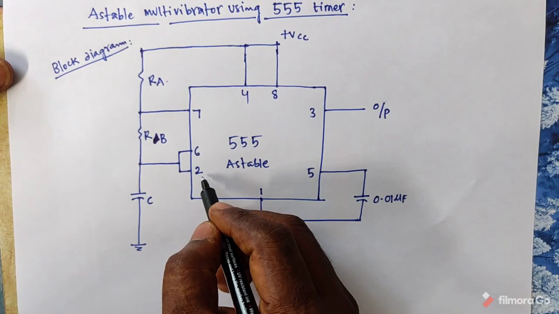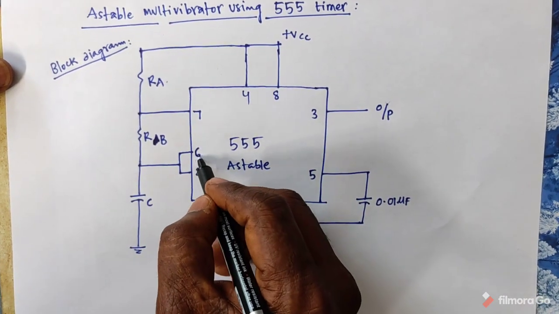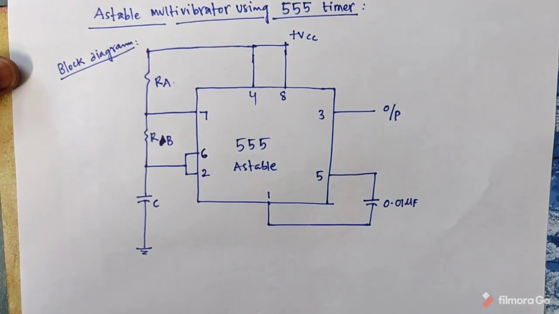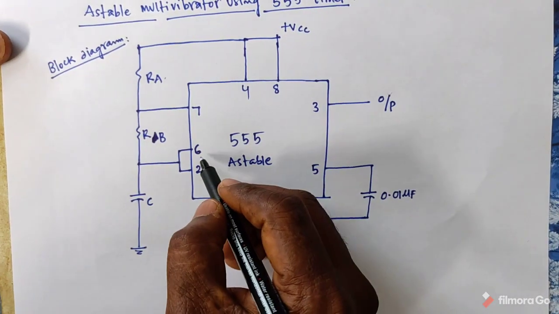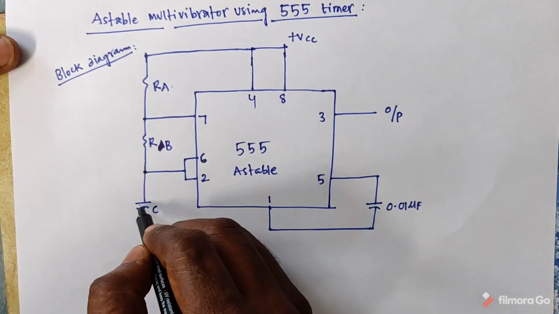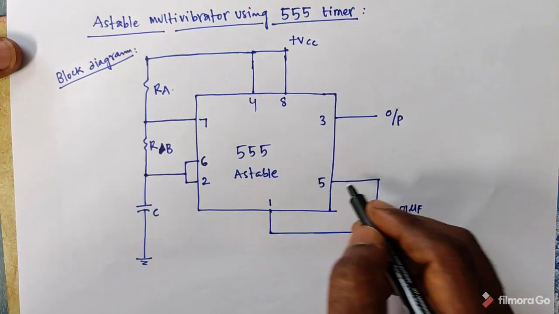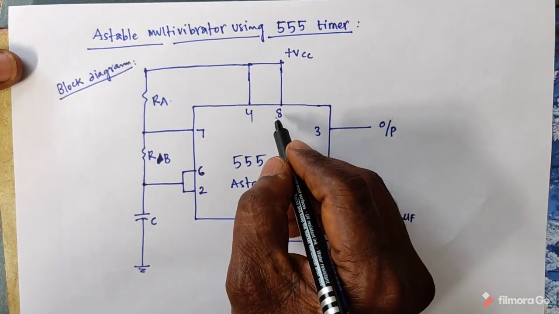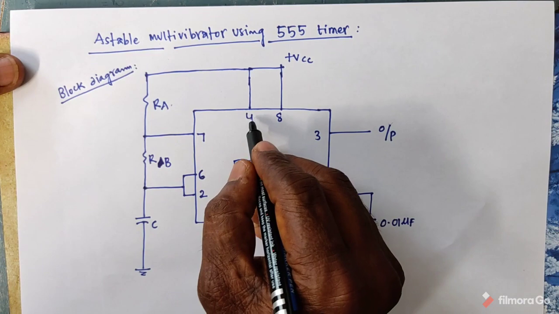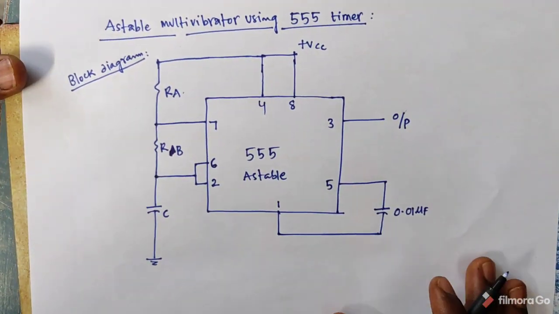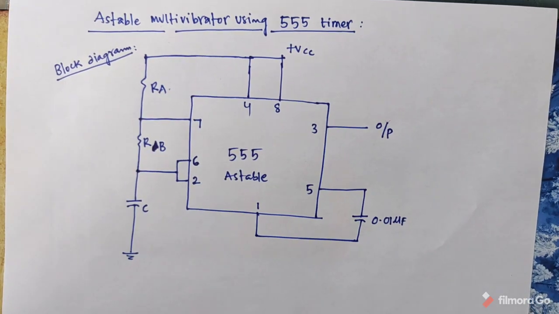Actually, the 2nd pin is the trigger pin, the 6th pin is the threshold. Both are commonly connected to one point and it is connected at the voltage drop across the capacitor. This is the control voltage. 3rd pin is output. 8th pin is plus VCC. 4th pin is reset. 7th pin is discharge. Okay, this is the actual basic block diagram.